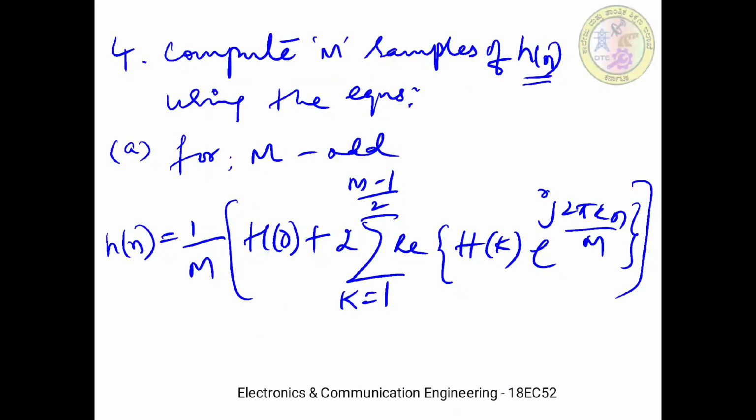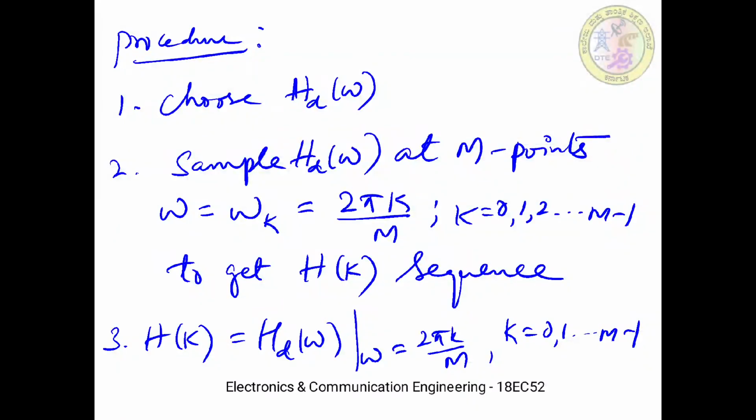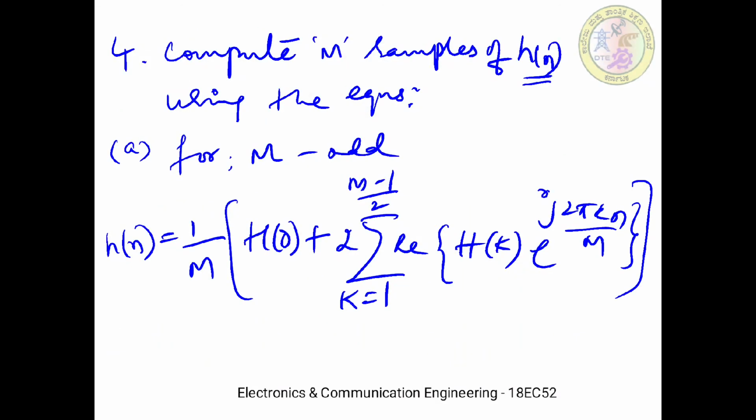using the frequency sampling technique. We first choose the desired frequency response Hd of omega. Later we sample that Hd of omega at a specified number of points. How many samples we collect depends on the M value, and the sampled sequence is denoted as H of k. So H of k is nothing but the sampled version of the desired frequency response, where samples are taken at omega equal to 2 pi k by M. When you collect the samples, they are nothing but the DFT coefficients. Therefore, in order to get h of n, we need to compute the inverse DFT.